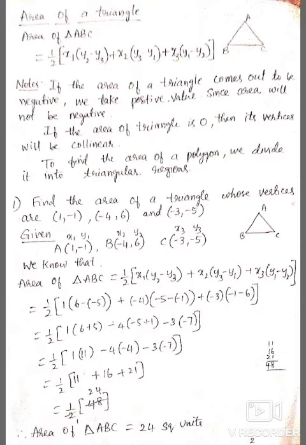Next one, if the area of a triangle is 0, then the vertices will be collinear. So if the vertices are collinear, then we can take the area of the triangle as 0. This will be helpful to find the value of k.